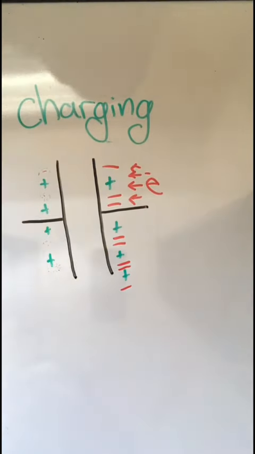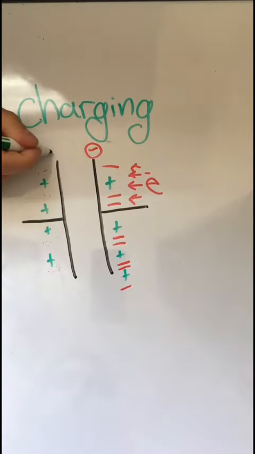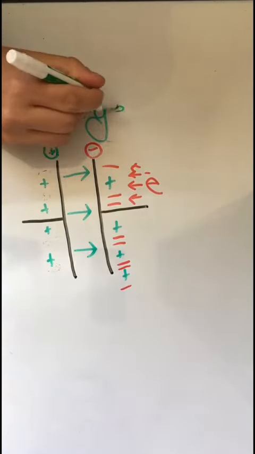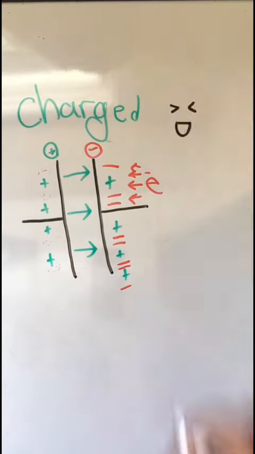So now we're going to have one negatively charged plate and one positively charged plate, which is going to create an electric field pointing from the positive charged plate to the negative charged plate.